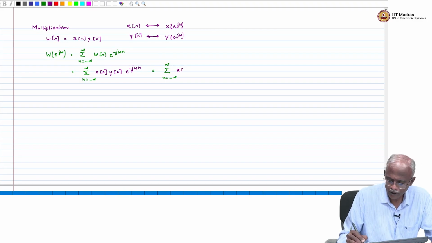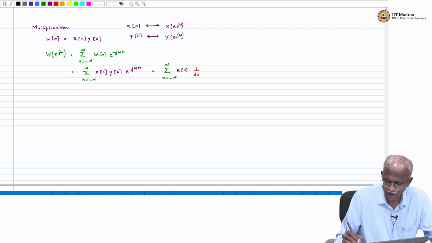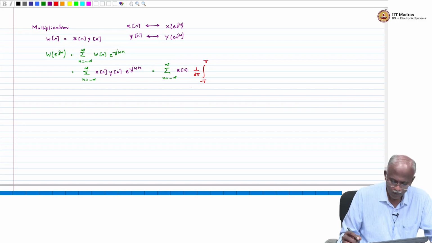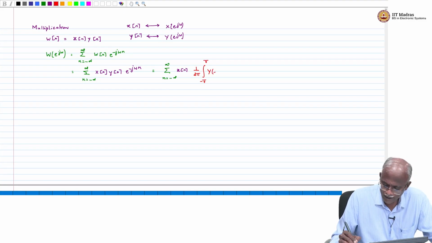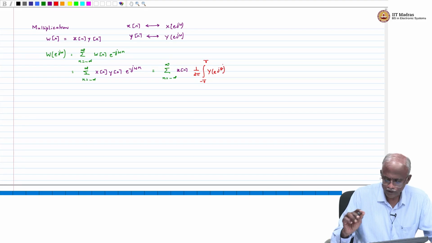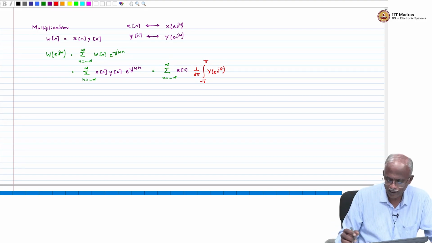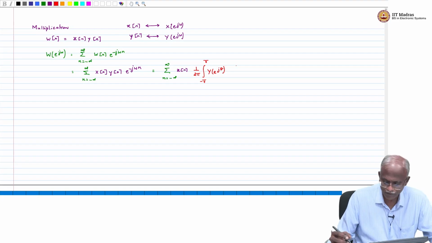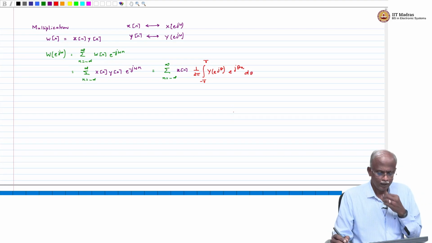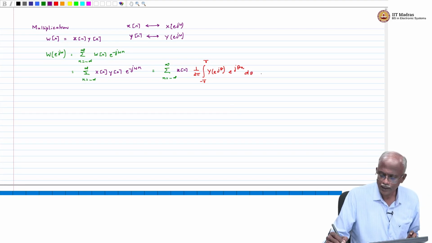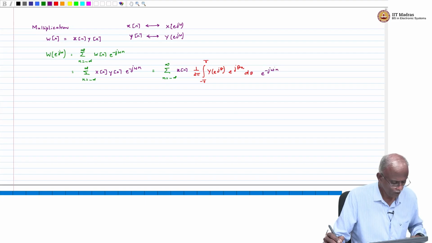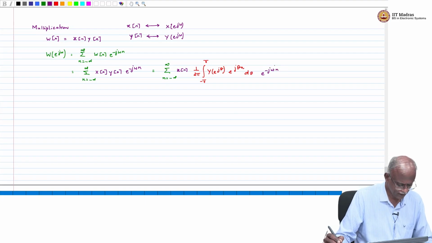The first term is x of n. The second term I am going to write in terms of the inverse discrete time Fourier transform, minus pi to pi. I am going to write it as Y(e^{j theta}). Again, to avoid confusion with omega, I am writing it in terms of theta, because theta is just a variable of integration, e^{j theta n} d theta. And of course, there is an e^{-j omega n} that is present.